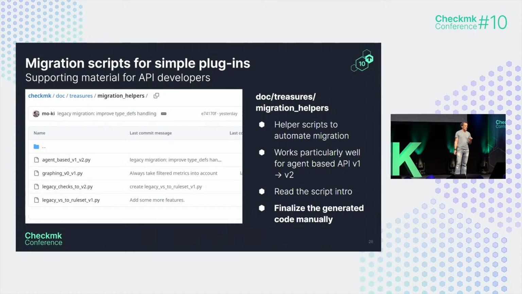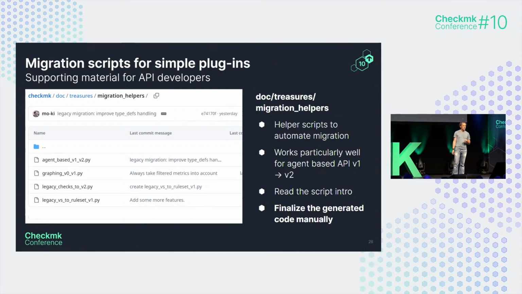Particularly it works well for the agent-based API version 1 to version 2, because there we are already starting from the point where we have a well-defined, well-documented API. And so I know very well what the differences are going from version 1 to version 2. So that's actually fairly well scriptable, and there's very little to do manually. That's why I think that's the least of your problems, because you really can run the script and the chances are very high that you don't have to do anything.